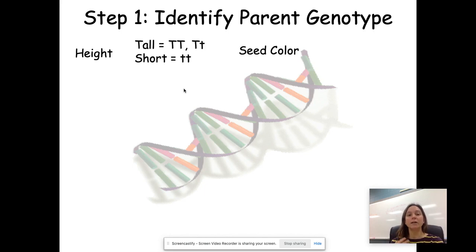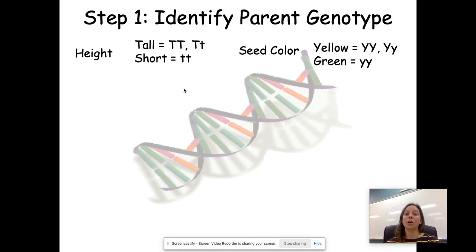So for height, here are my different possibilities. I have tall TT, tall Tt, or short tt, because tall is the dominant trait and short is the recessive trait. And then for color, yellow is dominant. So homozygous yellow is big Y, big Y. That's going to give us the yellow appearance. And then the green appearance is little y, little y. So again, that hasn't changed.